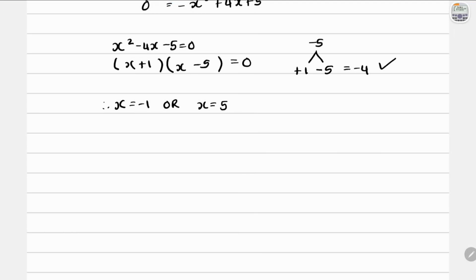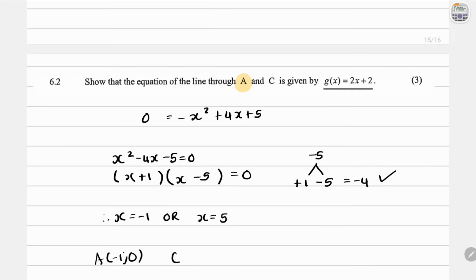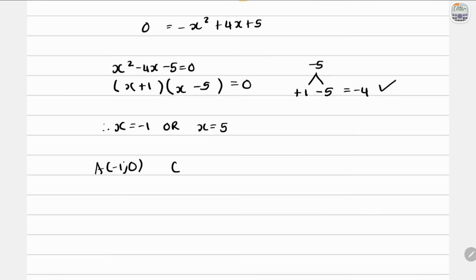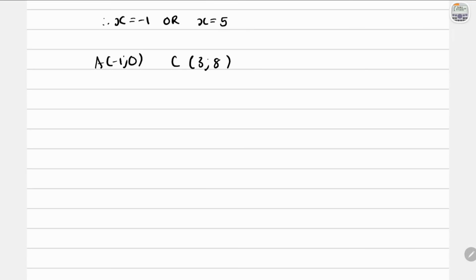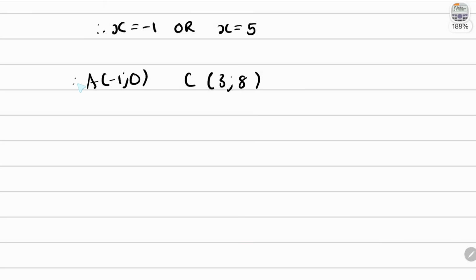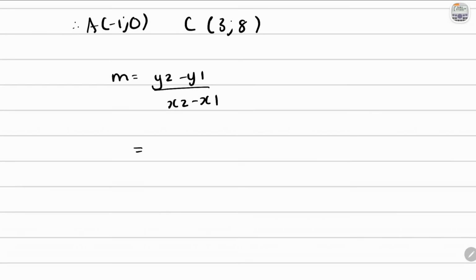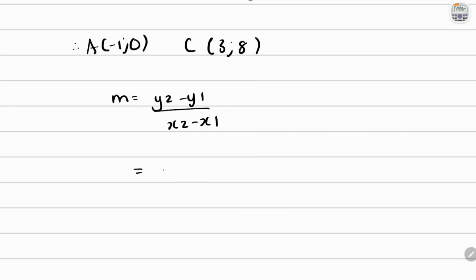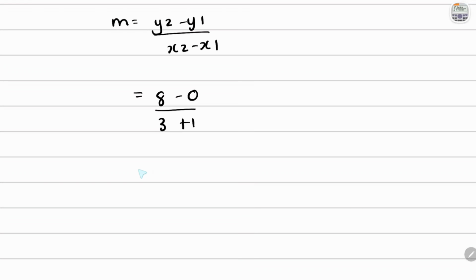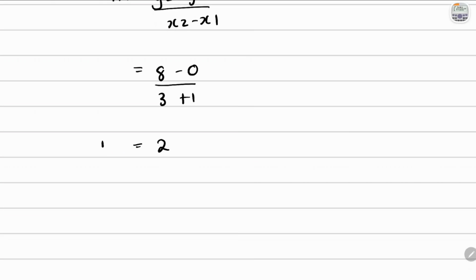Okay, let's go ahead and find it. So we're working with the point A, negative 1 and 0, and the point C, which was 3 and 8. So C is 3 and 8. So first you can find the gradient, and the gradient is y2 minus y1 over x2 minus x1. Let's just subtract. So that's 8 minus 0 over 3 minus negative 1, which becomes a plus 1. So that is really just 8 over 4, which is 2. 8 divided by 4 is 2. So our gradient is 2.